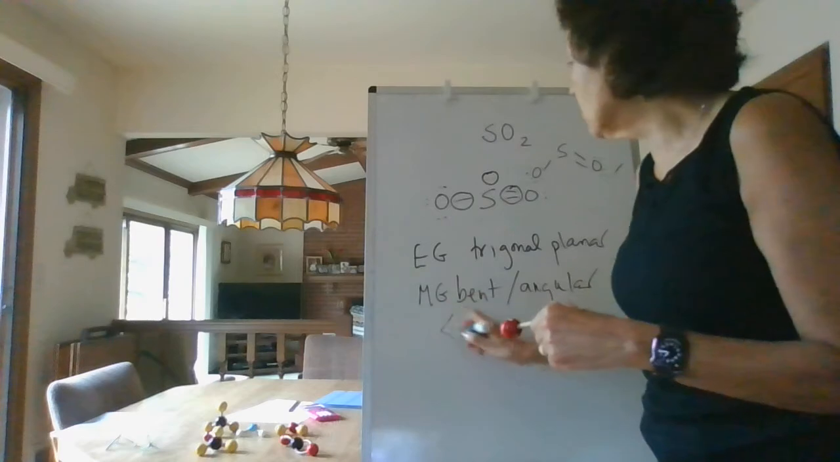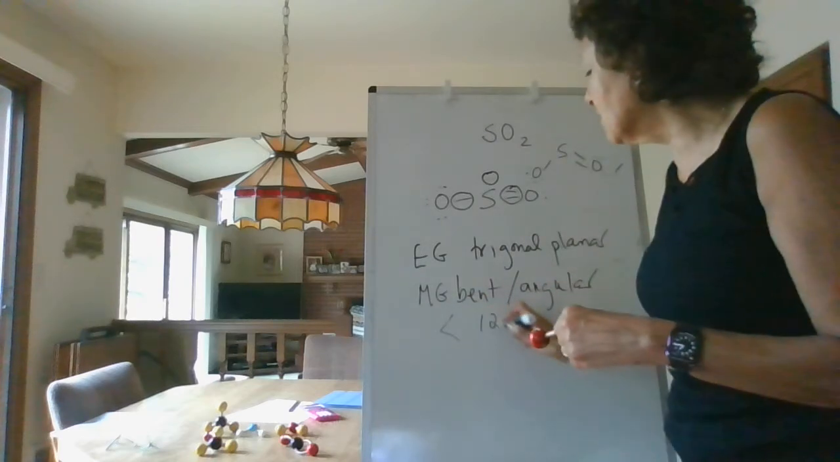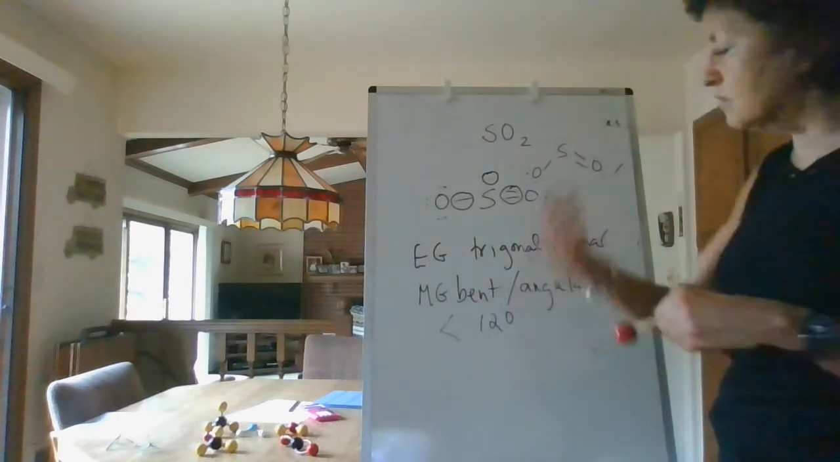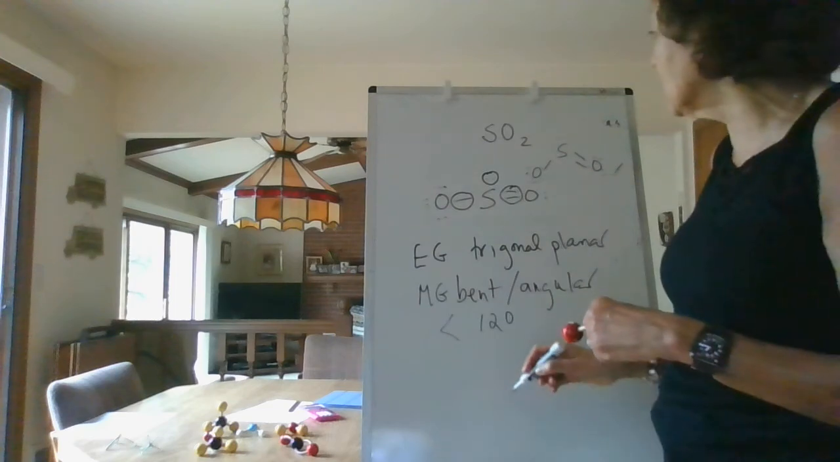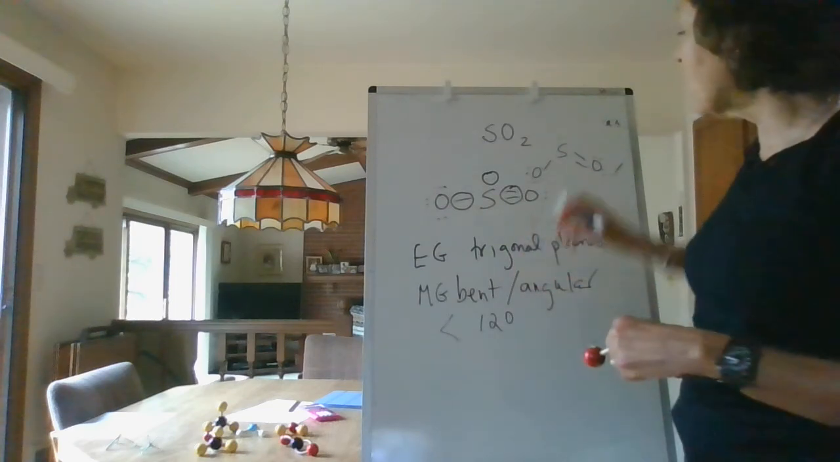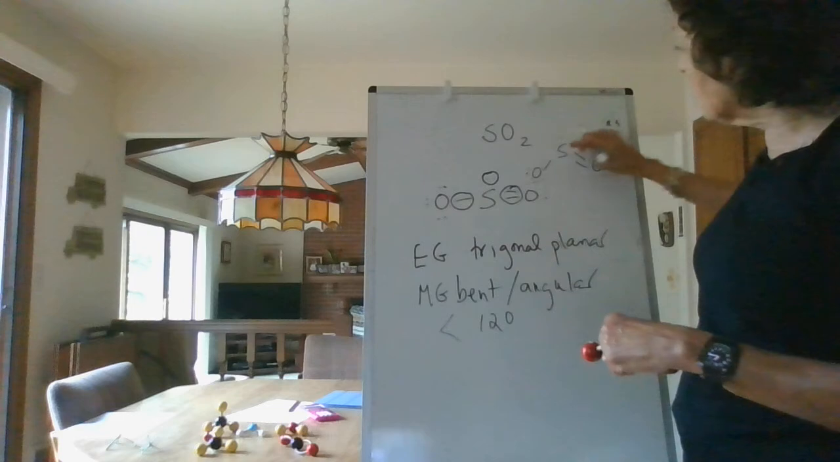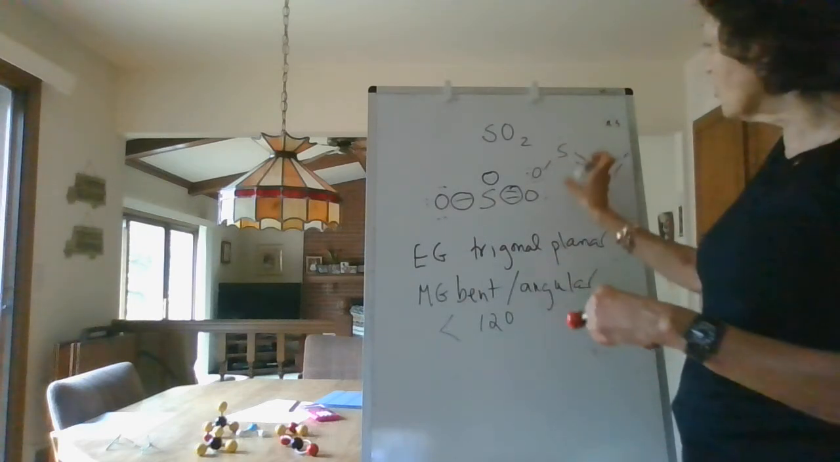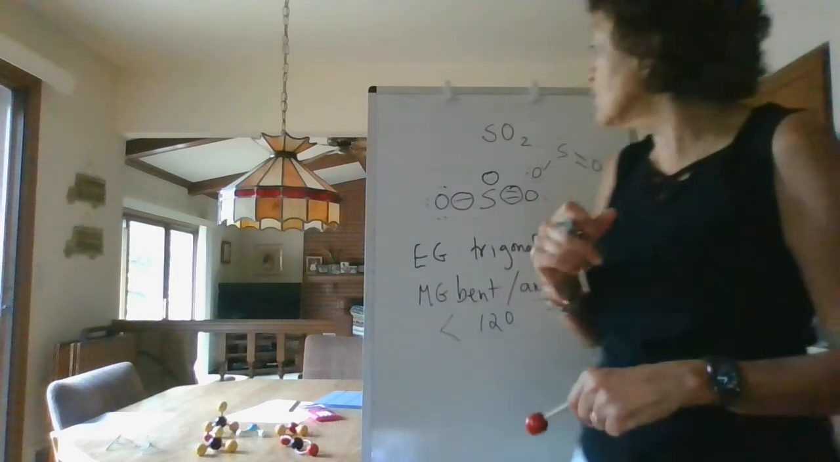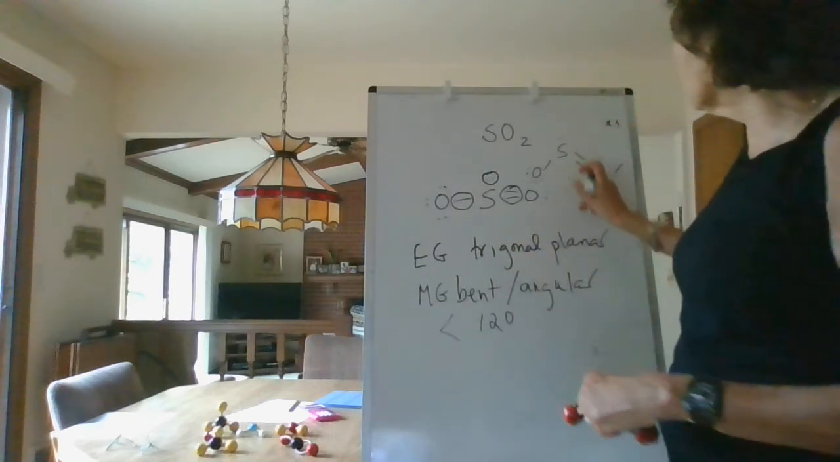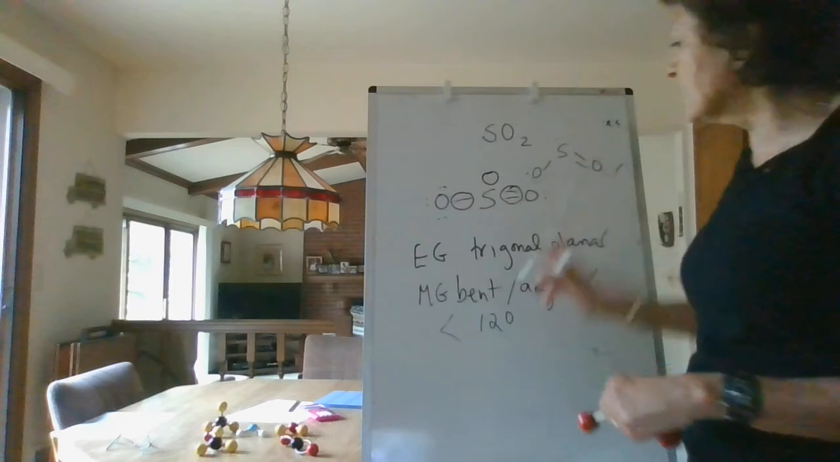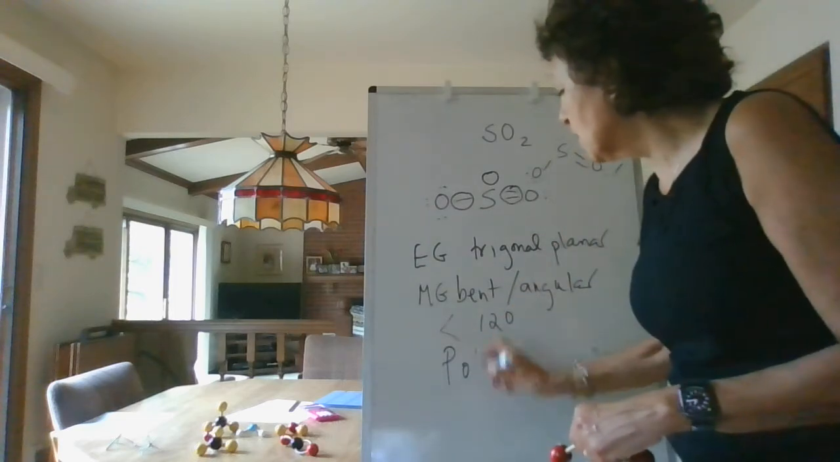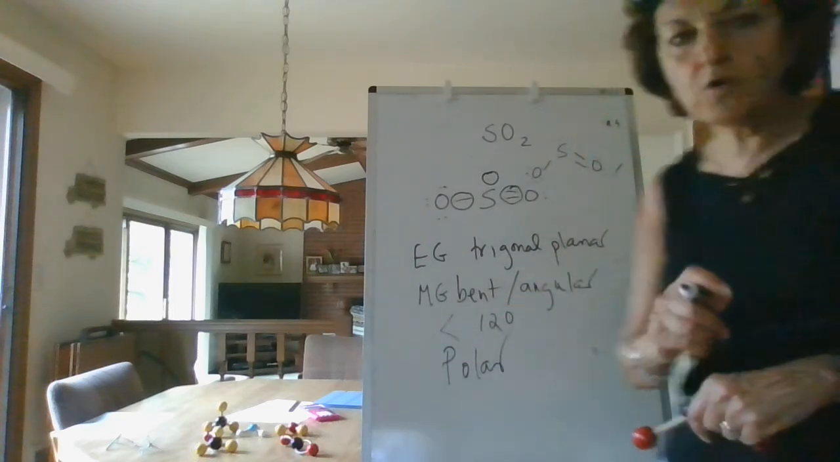What is the angle? It's still about the same. It's a little less than 120, but you can just say approximately 120. The reason it's not exactly 120 is that this lone pair repels these guys more than these repel each other. So it sort of pushes it in. So it's a little less than 120. What about polarity? It's not perfectly symmetrical. So this one is polar.